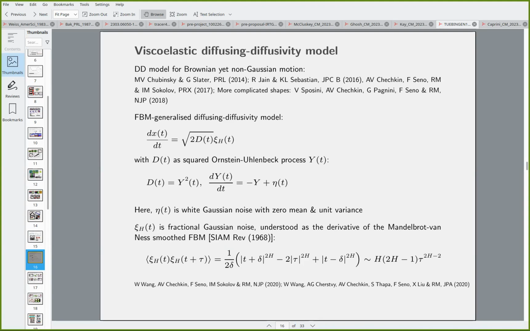Of course, diffusivity has to be positive, but we want to avoid introducing a reflecting boundary. So this was actually our formulation. And we can calculate analytically limiting cases, but not the whole solution. This only works for the Brownian case. But I should also have said here that the noise eta in the Ornstein-Uhlenbeck process is Gaussian, whereas here in the parent process, this is of course fractional Gaussian noise correlation.